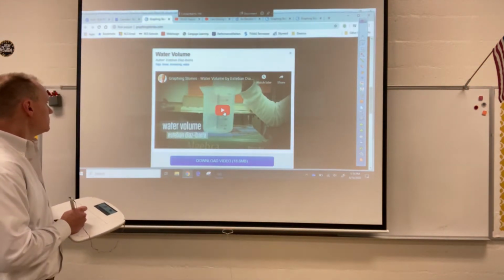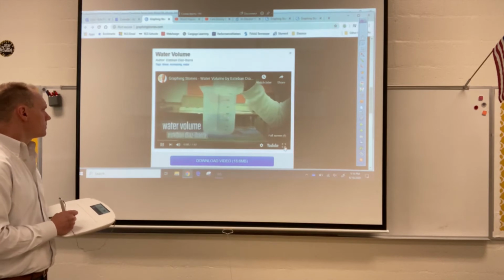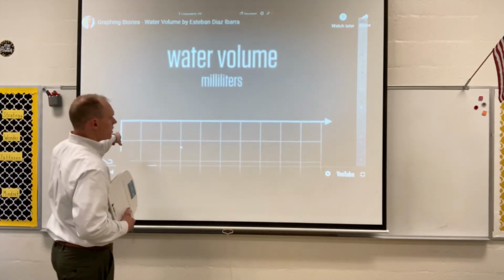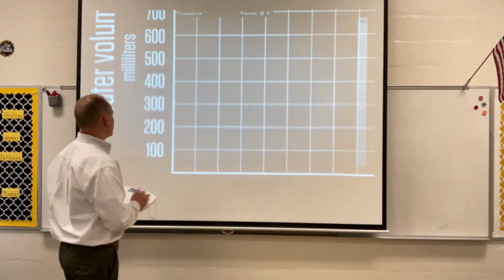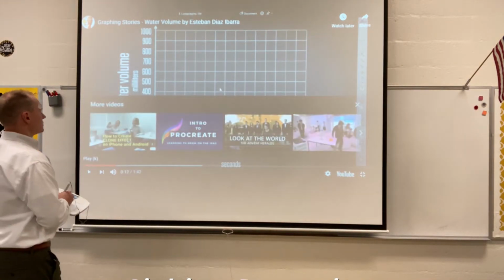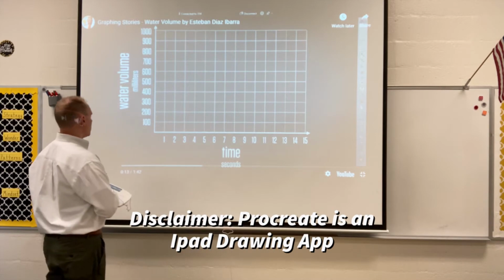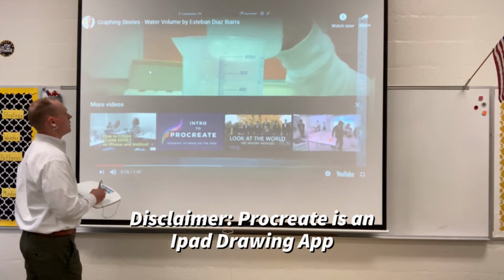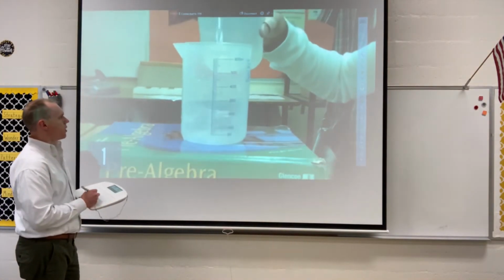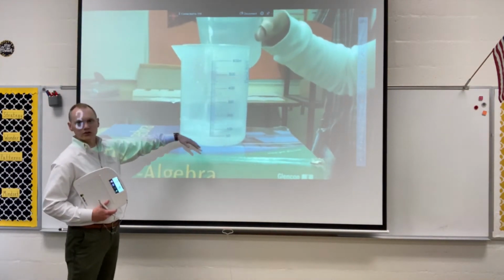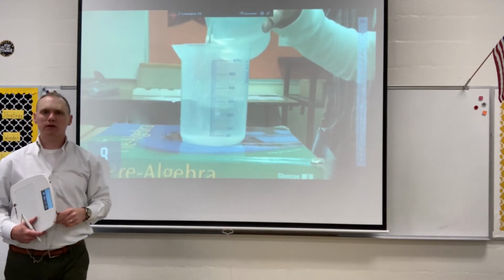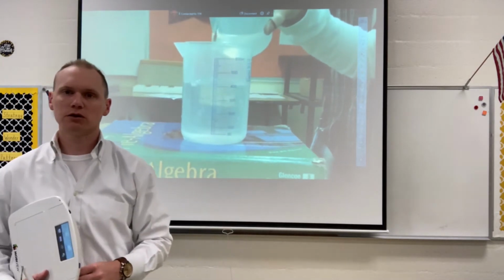So this first video, the scale here they're going to show us is from 1 to 15 along the x-axis and 0 to 1,000 along the y-axis. So alright, what we're going to do here is see if we can map out the water volume and how that changes over time. So over these 15 seconds, we're filling up this beaker, and how does the water volume change?